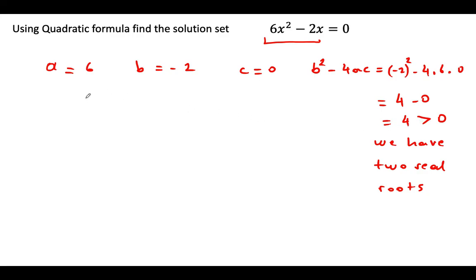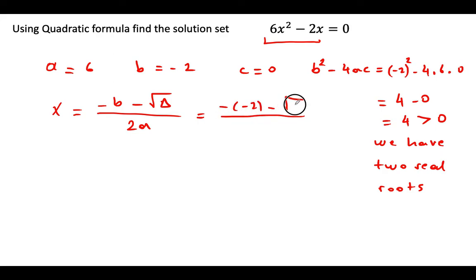It's not important. Let us just find them. So the first root is equal to negative b minus root delta over 2a, which means negative b, so negative 2 minus root 4, over 2 times a, which is 6. So it will be positive 2 minus 2 divided by 12, which is 0 over 12, which is just 0. If I haven't made any calculation mistake. Let me check it quickly.